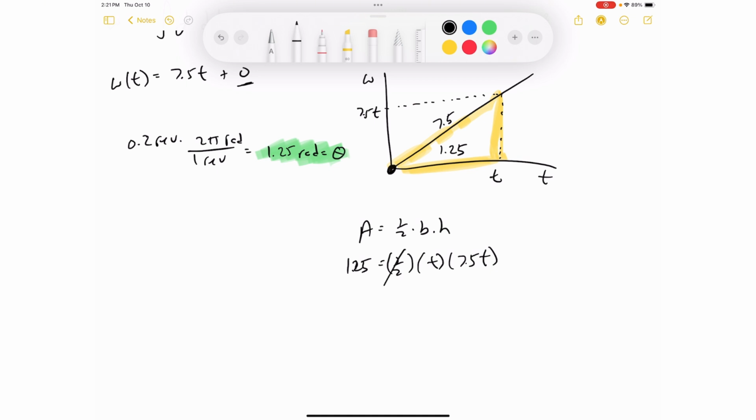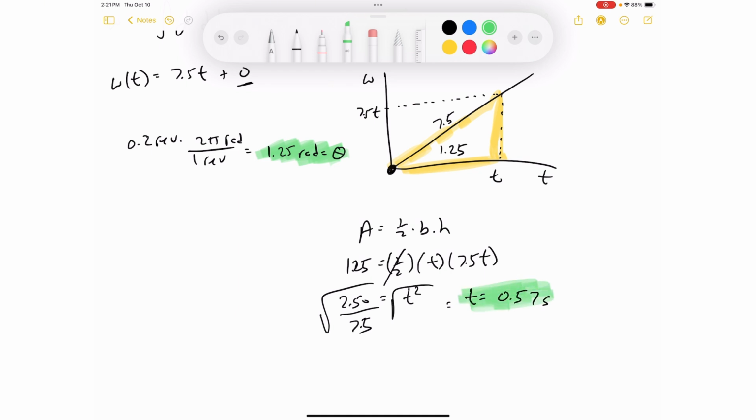We'll multiply everything by 2 and get rid of that half. Then 2 times 1.25 is 2.50. And t times t, basically we'll have t squared, and this is 7.5, so we'll divide by that and take the square root of all that. We'll end up with t equals 0.57 seconds. So remember, it moved 1.25 radians. How long did it take to go 1.25 radians? It took 0.57 seconds.